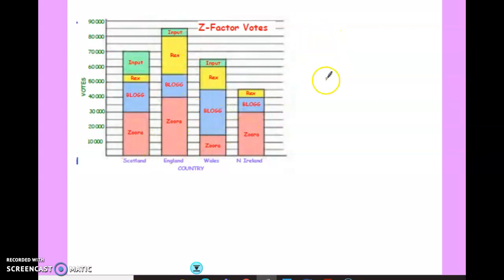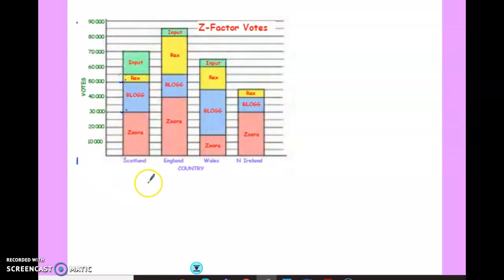Normally what you'd see is a key at the side, so the red would be Zuara, blue would be block, and so on. Now, when you're looking at this, it's important to note that block doesn't go from 0 up to here. Block just goes from the 30 to the 50. So block here would just be the 20,000 that it covers. Rex would just be the 5,000 that's in between here. It is just each part.